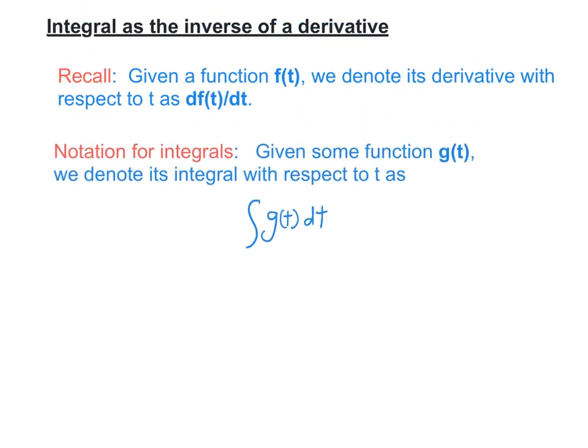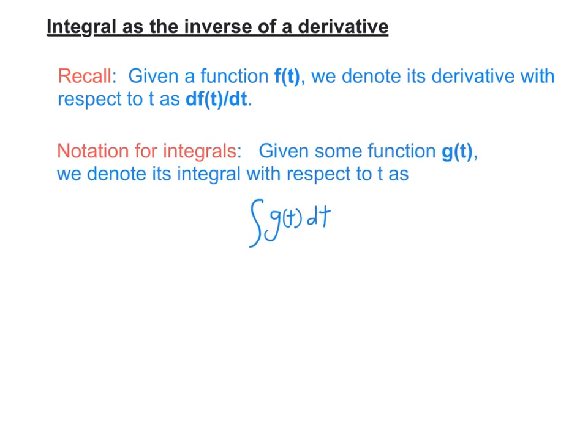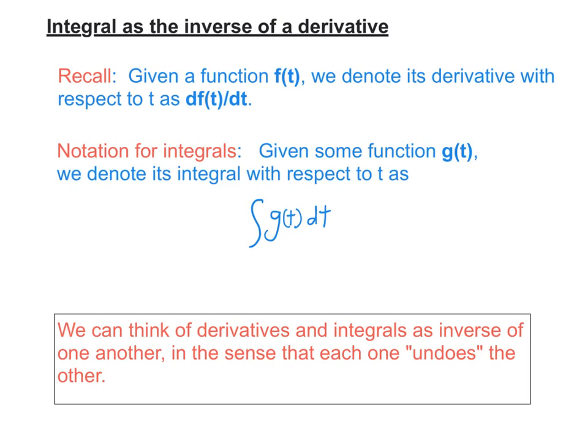Now let's look at the corresponding notation for integrals. Suppose I have a function, let me call it g of t, for example. Then I would write its integral with respect to t in this form. This is the integral sign, g of t dt. This is how we express the integral of some function g of t. Now, when we say that derivatives and integrals are effectively inverses of one another, what we roughly mean is that each one undoes the other. So let's look at a few examples so we see what that actually means.